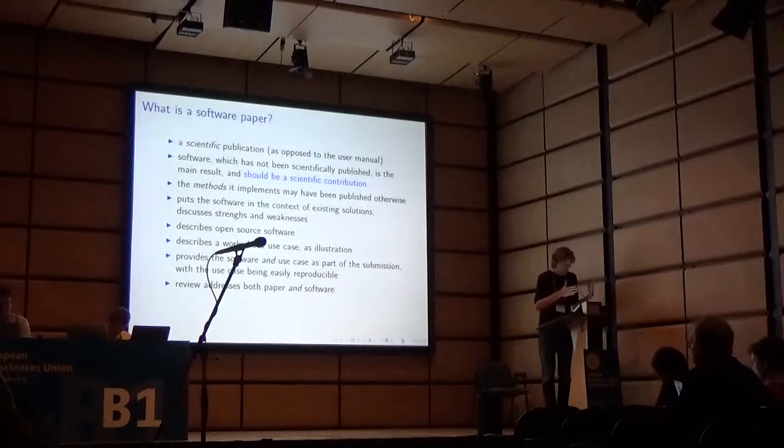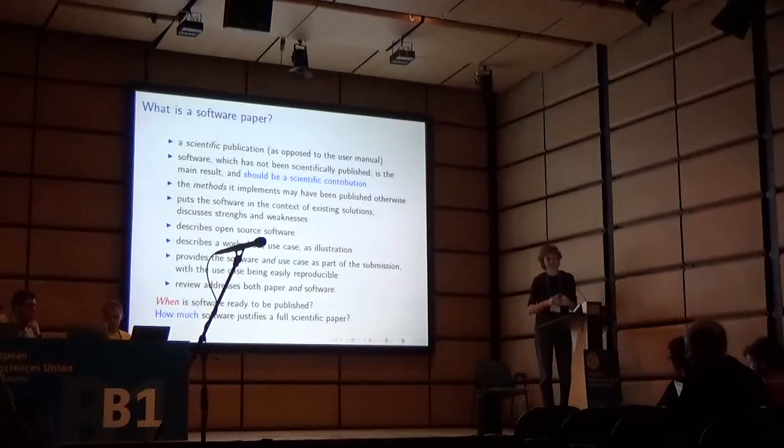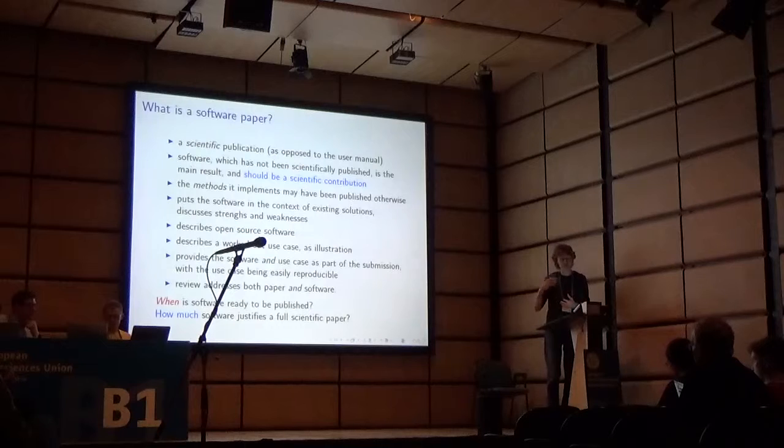So the software paper should come with a text, and it should come with the software and the use case as part of the submission, with the use case being easy to reproduce. So it should actually come with the software. And the review procedure should address both paper and software. Then there are questions: when is software ready to be published? If you come fresh from the needle, so to speak, then it might be somewhat too early. It's always a good idea if you already have some experience with other people using it, and get some feedback, and can write something about that.